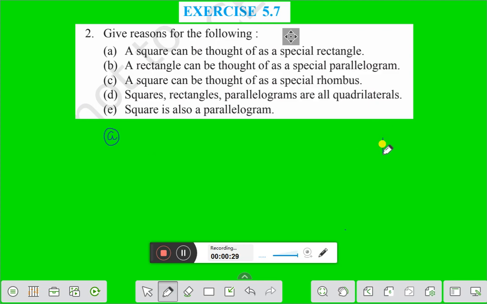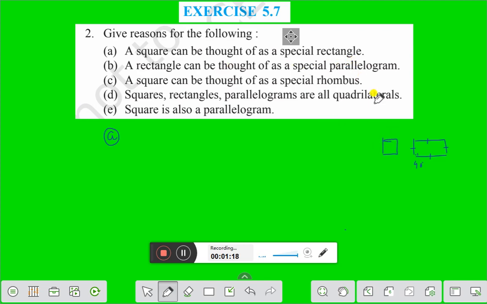Suppose this is a square and this is a rectangle. Right? The reason is a square can be thought of as a special rectangle. What is the definition of rectangle? The opposite sides are same and each angle is 90 degree. And in case of a square, all the sides are same and each angle is 90 degree.